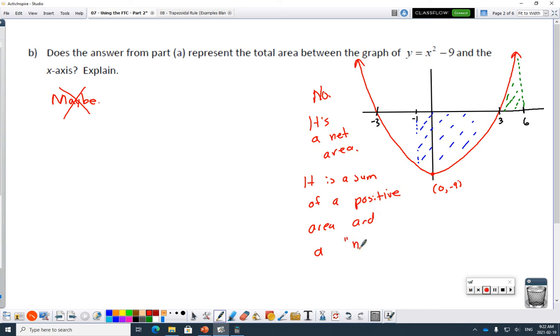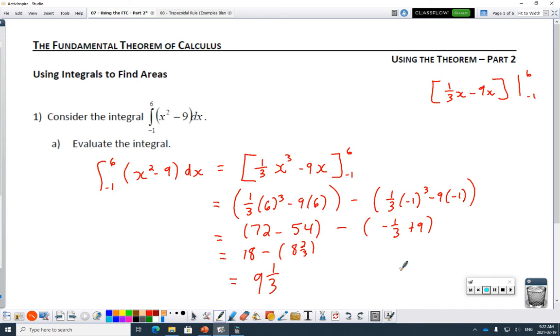And here's how I'm going to get around all the people that say you can't have negative area. I'm going to put the area with a little quote saying it's a sum of a positive area and a negative area. And when I added all those positive and negative areas together, what I got was, I forget already, 9 1/3.